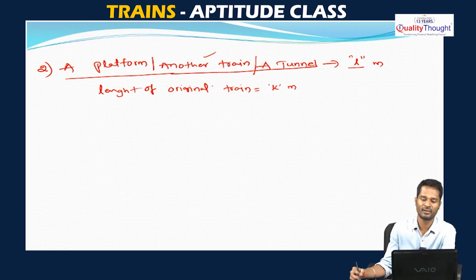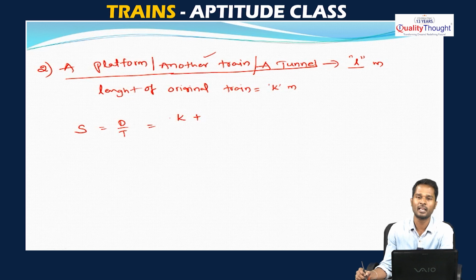A train of length k meters is moving, and in its way there is a platform of length L meters, or another train of length L meters, or a tunnel of length L meters. Then in how much time will the train cross the platform or another train or a tunnel of length L meters? So, in this case, S is equal to d by t. So, d will become the length of the original train k meters plus the length of the other train or the tunnel or the platform L meters, divided by the time taken t.